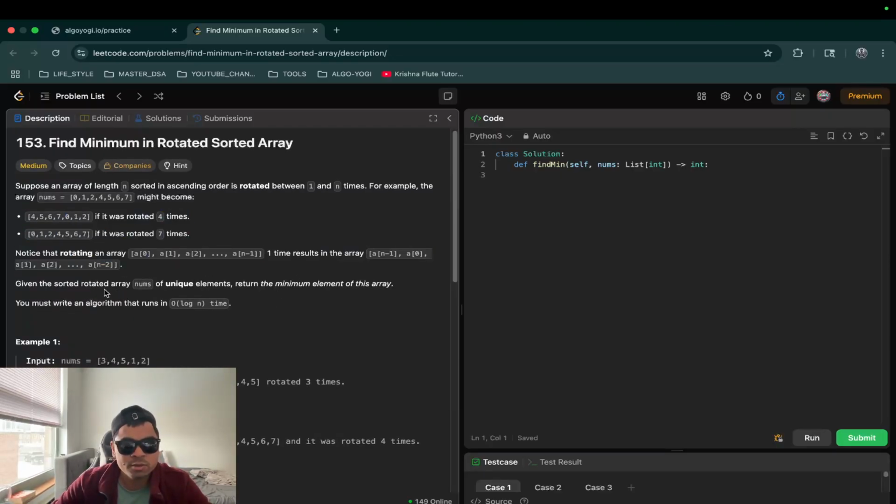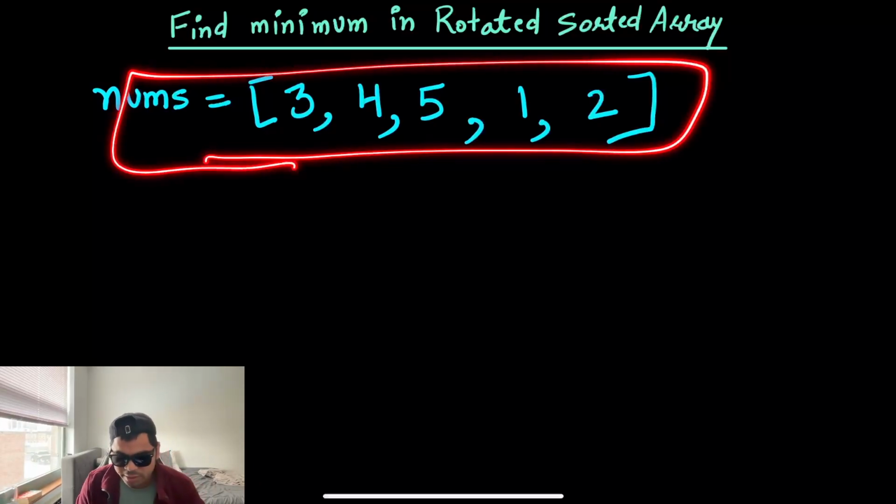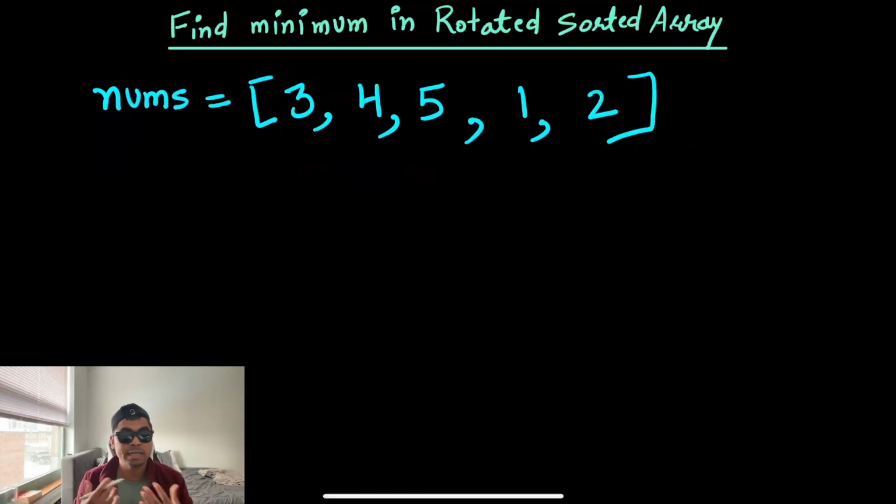Given the rotated array nums of unique elements, these are unique elements, return the minimum element of this array. And you must write the algorithm that runs in O(log n) time. So if you see, this is the array that's given to us, and we know it's rotated some number of times. We are not told how many times it's rotated.